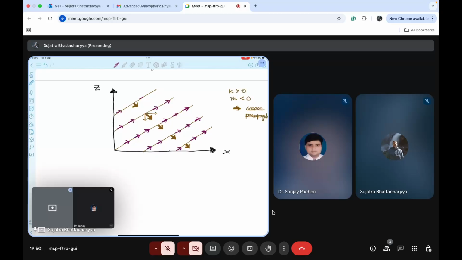I will write it down. Cgx is positive, Cgz is also positive based on these conditions. So this is the group velocity.